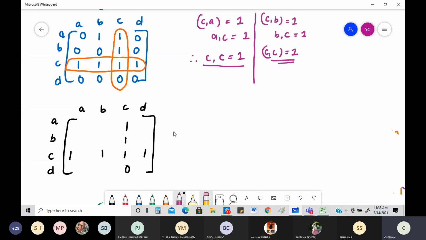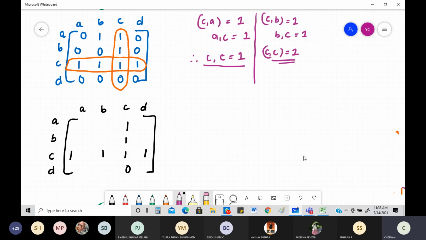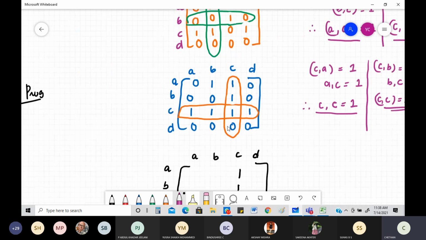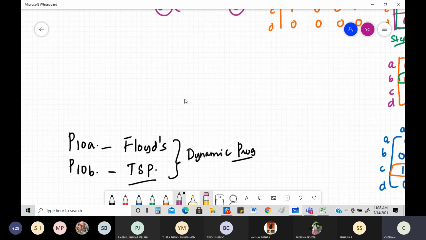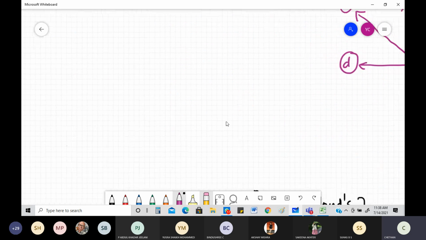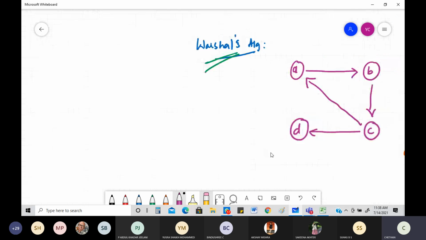When you go and check with your original graph, this is our original graph. You are supposed to get, what is this? Let's go back and check this. A, B, C, D. And again, you go and write A, B, C, D. What is the thing that you are going to get at the last?